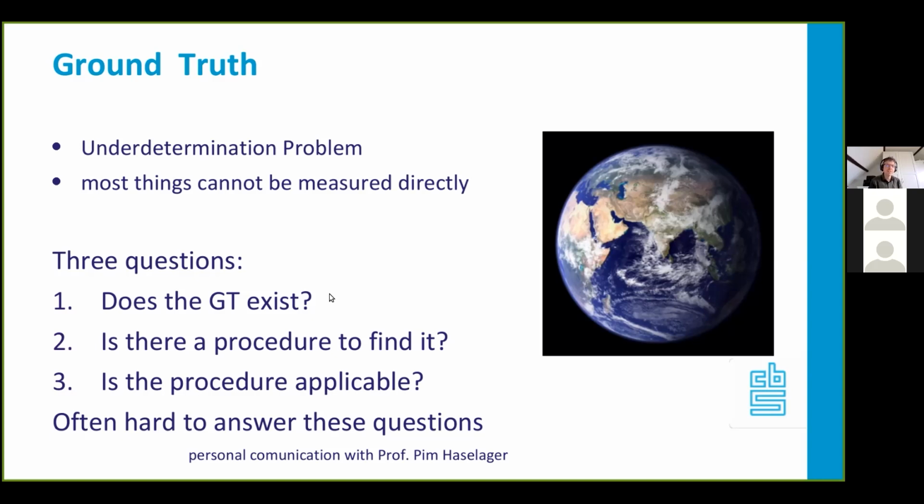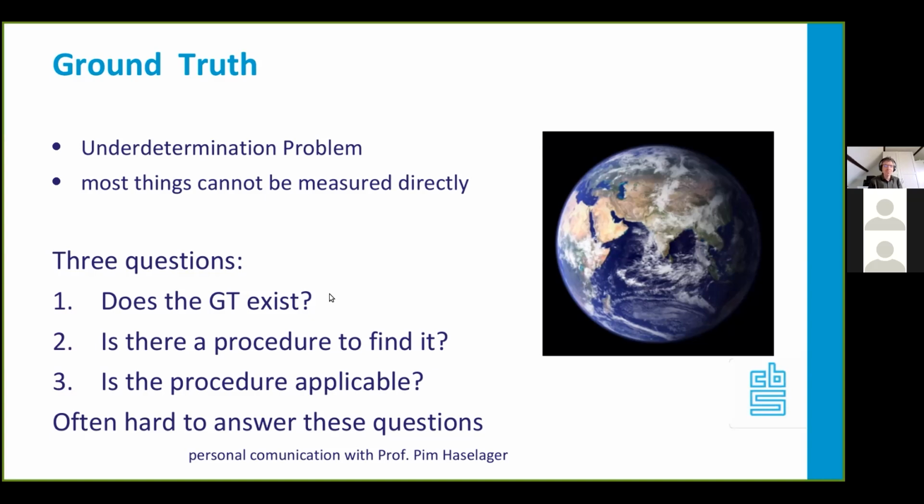The next question is: is there a procedure to find it? I already mentioned how you can find the ground truth in this case, the inflation, just by performing what I described. You know the price, you do it again at another time, and you know how much more or less you get for your money. Then the third question that Pim came with is: is this procedure applicable? Can we actually measure it? Is there a way we measure it?